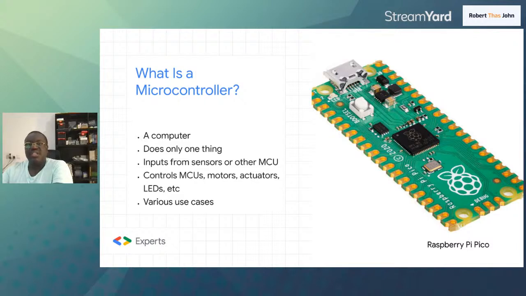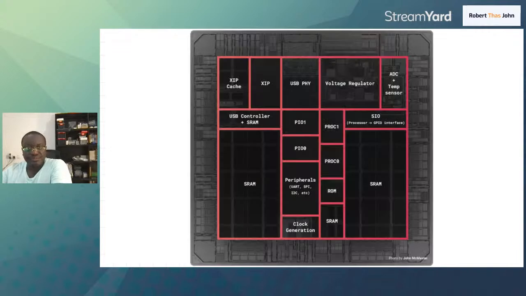So the gold connectors that you see on this development board are the inputs. They serve as the inputs and they also serve as the outputs. So those ports that are called GPIO ports are multi-purpose. Now, just for you to understand that this is actually a computer. On the screen we have the layout of the microcontroller, and you can see the various components. So you can see your RAM there, you can see your clock generation, you can see your peripherals, and you can see your processors as well.